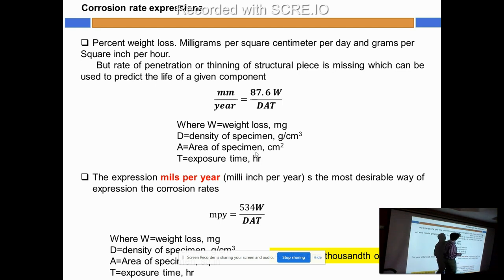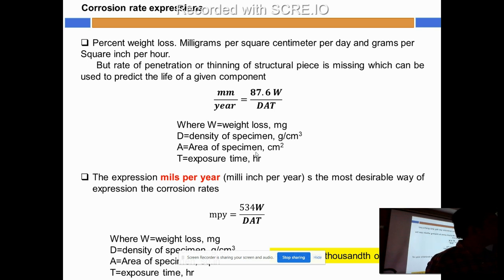Also milligrams per square centimeter. Sometimes we call it MPY, mils per year, that is milli inch per year. A milli inch is one thousandth of an inch, and that much per year the corrosion will happen. So that is the formula: these are the weight, density, area, temperature, time, whatever it may be.